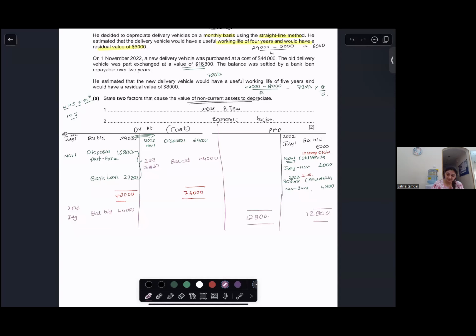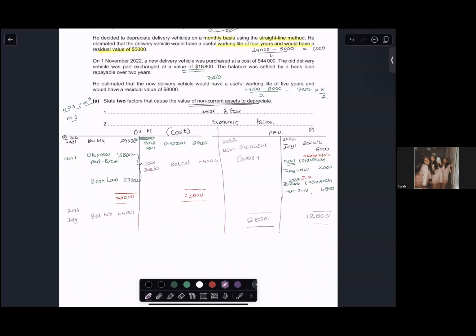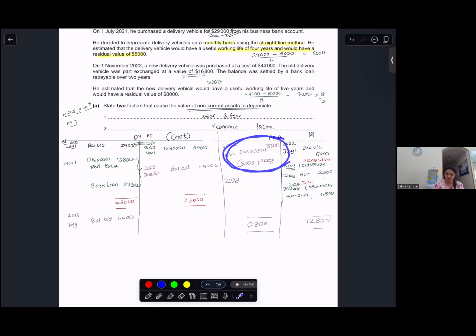Okay, here I forgot. So disposal you'll have to put now. What was the old depreciation for this vehicle? 6,000. And the new depreciation up till the date of disposal is 2,000. So this becomes 8,000. So you took the full accumulated depreciation of our old vehicle. This is accumulated depreciation of asset disposed.